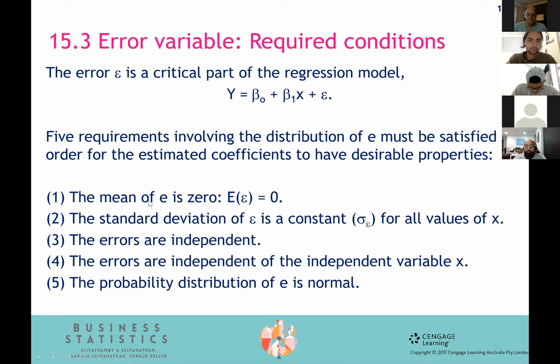And the mean of E is always 0. Why? Because that's how we planned that line. We planned it so that that difference is 0. We assume that the standard deviation is always constant for all values of X, that the errors are independent, so the one doesn't depend on the other one. The errors are independent of the independent variable. And the probability distribution of E is normal. So we assume it's a nice normally distributed thing that's around it.